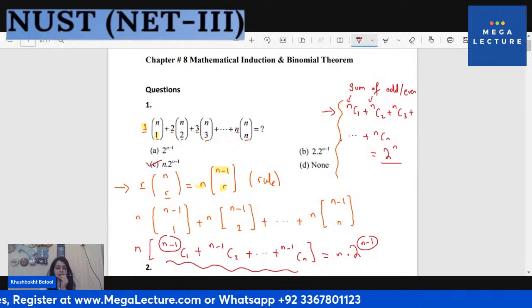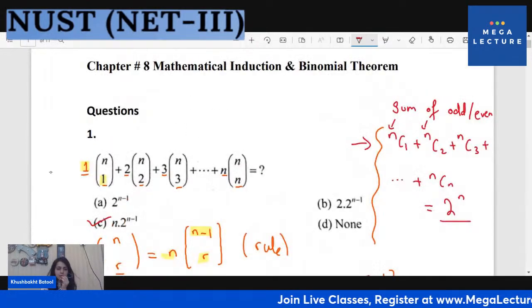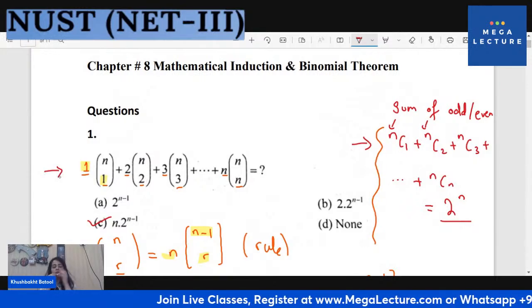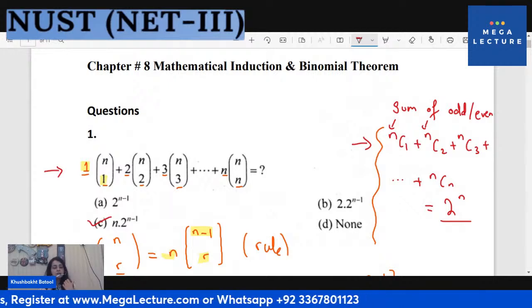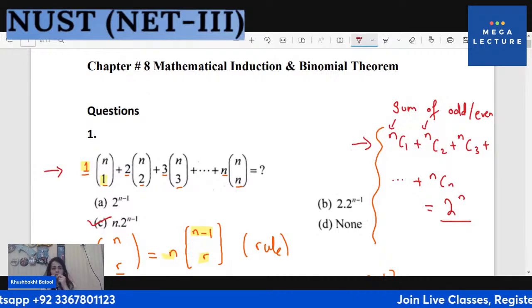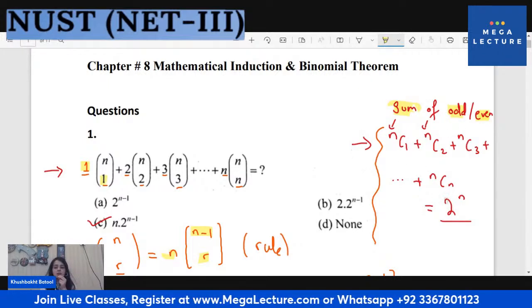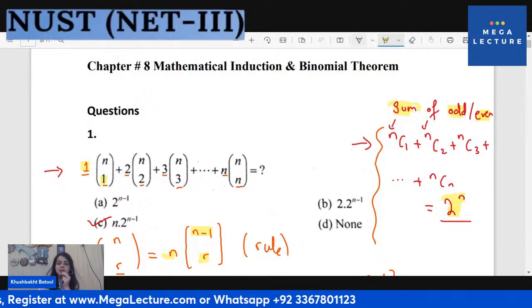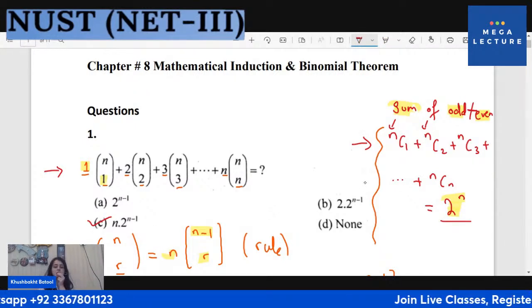I know this is a bit complicated question. That is why we are spending this much time on this, but it is important. So I'll repeat it one last time. This is your question. You need to find the sum in terms of n. For these questions, we have a few rules. For example, the sum of both the odd plus even coefficients is equal to 2 to the power n. We'll be using this again and again, so it's important you memorize this.